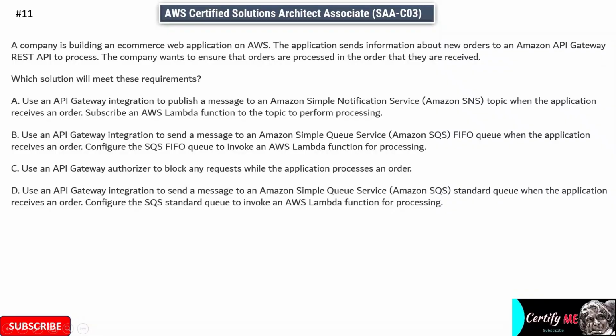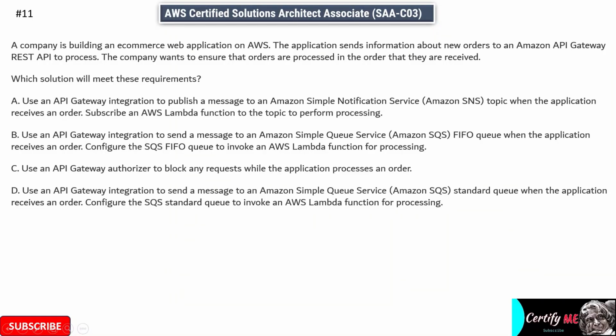Use an API gateway integration to publish a message to an Amazon Simple Notification Service topic when the application receives an order. Subscribe an AWS Lambda function to the topic to perform processing. Option B. Use an API gateway integration. Send a message to an Amazon Simple Queue Service first in first out queue when the application receives an order. Configure the SQS first in first out order queue to invoke an AWS Lambda function for processing.